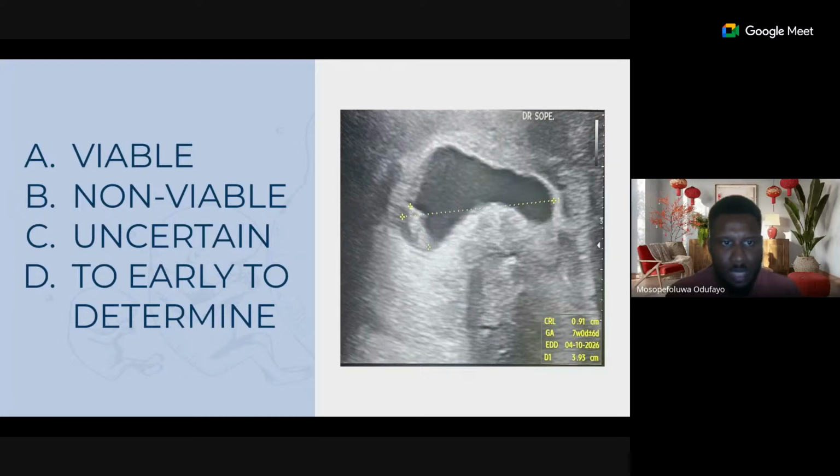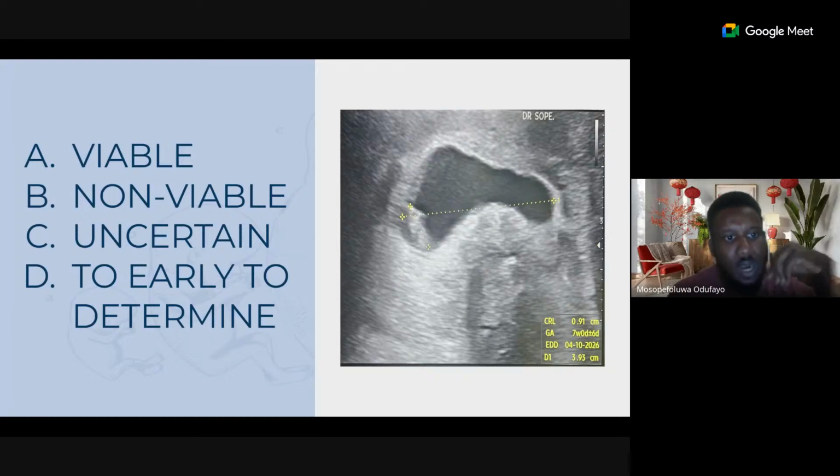So first of all, look at this. Is this viable? Is this non-viable? Is it uncertain, or is it too early to determine? I'll give you 10 seconds to think about it. You can drop it in the comment section. Okay, so the answer is, I would say it's uncertain. Why am I uncertain? Because I can't see the heartbeat here. They haven't shown me the heartbeat. And that's why I said you must always see the heartbeat before you say it's viable.